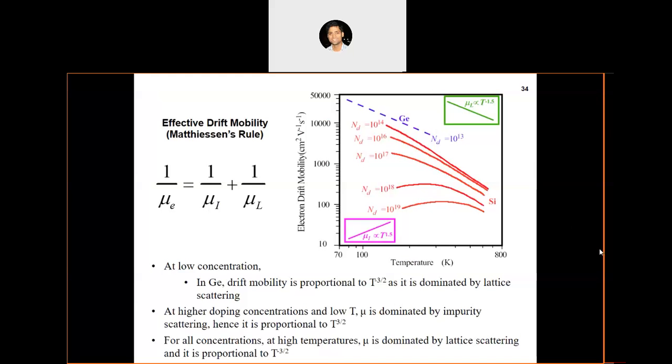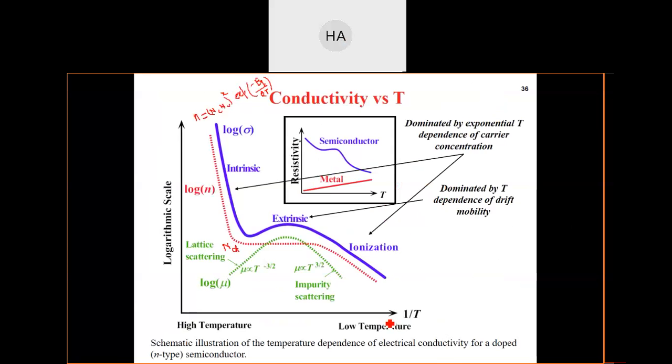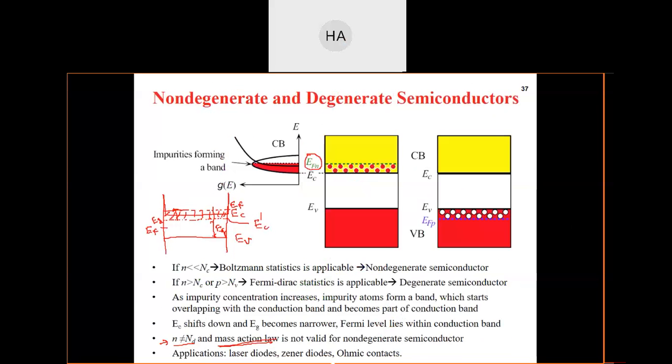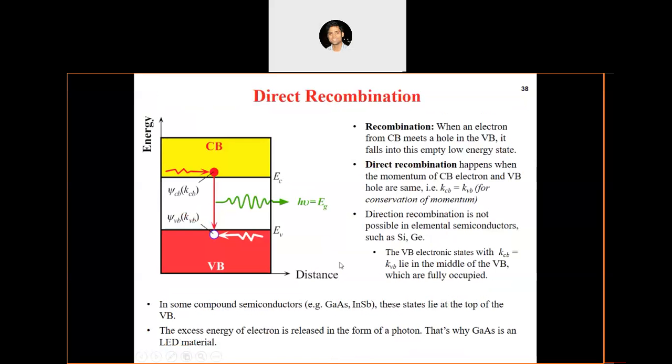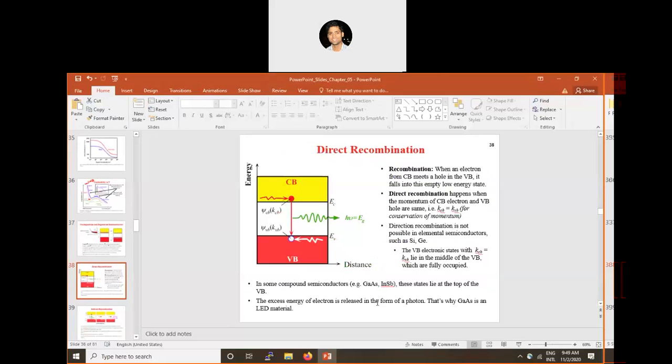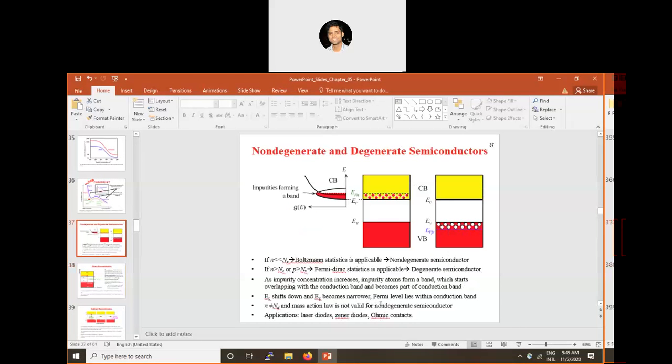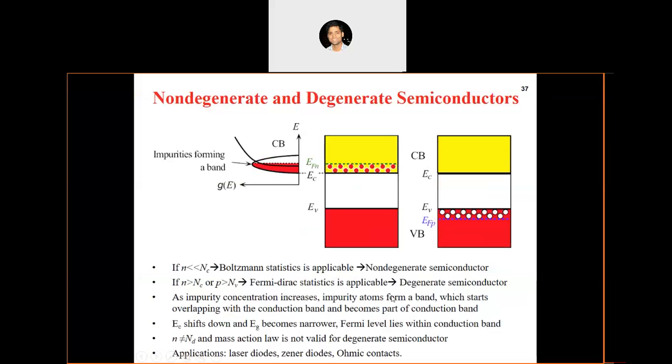Sir, yes sir, it is written that for non-degenerate, n is very less than Nc, and it is also written that mass action law is not valid for non-degenerate. Sorry. This is a typing error. I'm sorry. This should be degenerate semiconductor. Let me change that immediately. It should be degenerate. Mass action law is not valid for degenerate semiconductors. Okay.